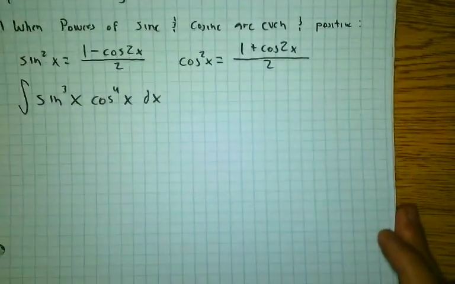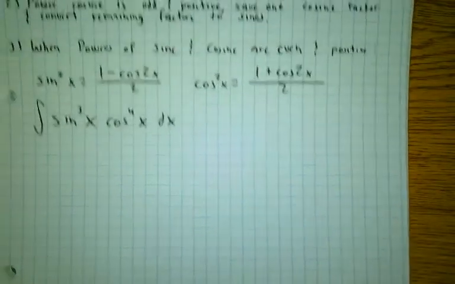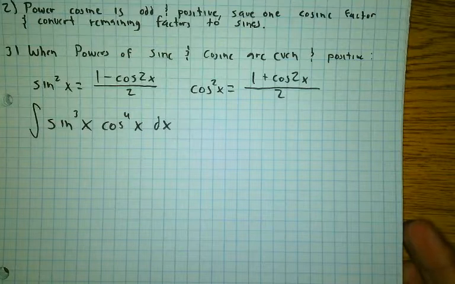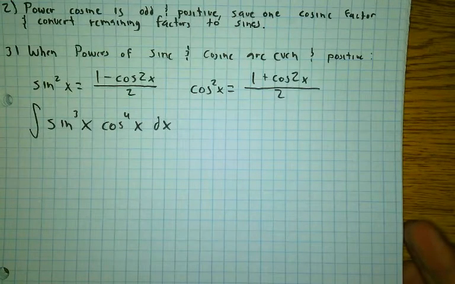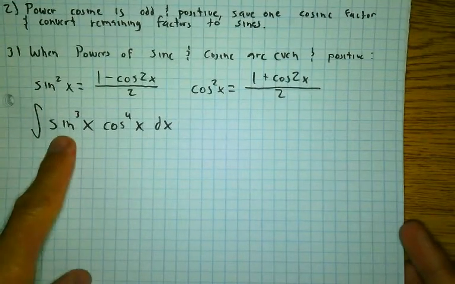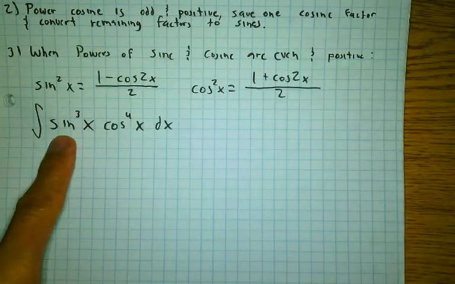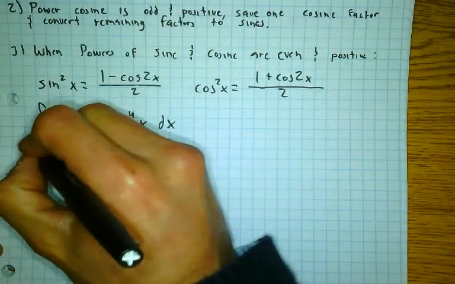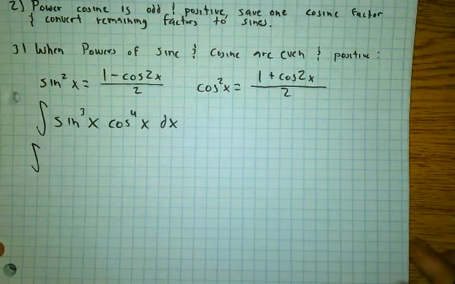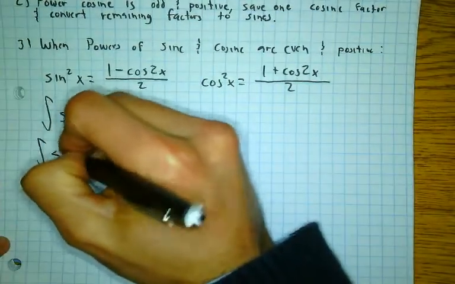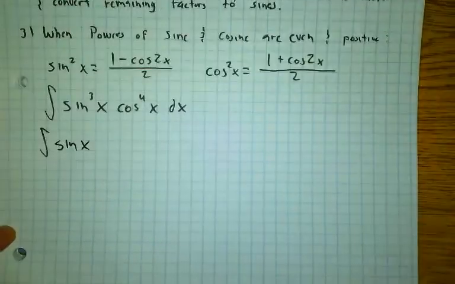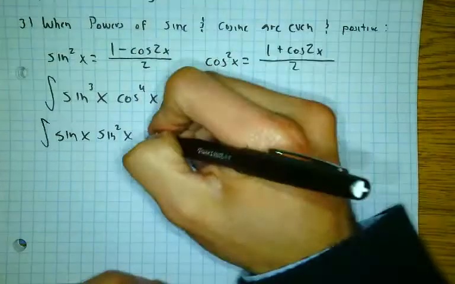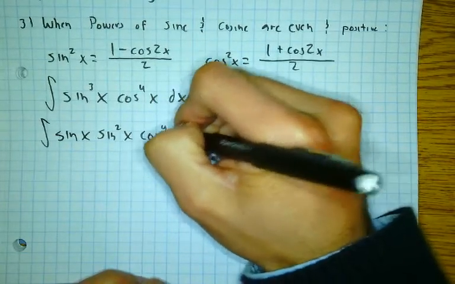That's the problem. Cool? You don't have this memorized yet, so you've got to look up at your rules and see which one would apply in this scenario. It says, if the power of sine is odd and positive, which we have going on, the suggestion for how to solve this problem is to save one of your sine factors. So in other words, you've got to rewrite this. Instead of sine to the third power of x, you are going to say sine of x times sine squared of x, times cosine to the fourth power of x dx.